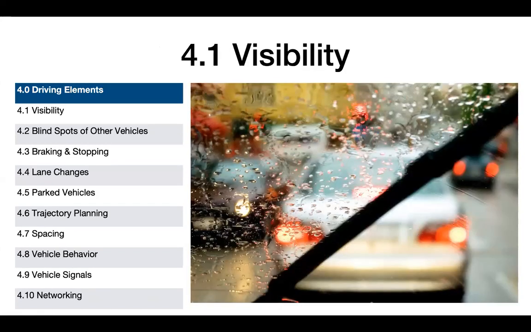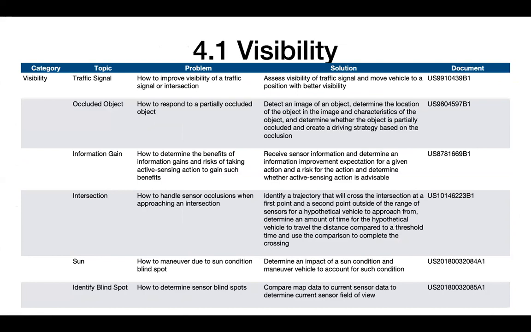All right, so first is visibility. How do I make sure that I'm seeing everything I need to see in order to make the right driving decisions? This is all about obstruction of your vision. How do I improve visibility of a traffic signal or intersection? I assess the current visibility of a traffic signal, and then I move my vehicle to a position with better visibility. So if I'm behind that truck, can I inch over to the left side of my lane and see the signal better?